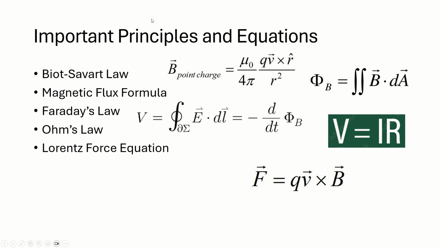Some important principles and equations to know: the Biot-Savart law to calculate the magnetic field, which we then use in the magnetic flux formula to get the magnetic flux with that same magnetic field. We then use Faraday's law to get the voltage, which we then use Ohm's law to translate into a current, which we can then turn into a magnetic current, which we can then turn into the magnetic force of the ring on the bar magnet, which we will then use the Lorentz force equation to turn into the magnetic force.